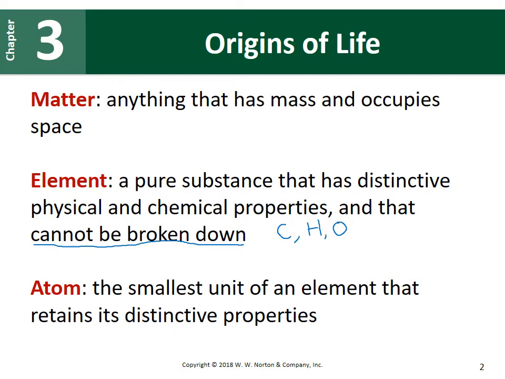Elements are made up of small units called atoms. Atoms are the smallest unit of an element that retains the distinctive properties of that element. We can have an atom of carbon, and that will have all the properties of carbon. We can have an atom of oxygen that will have all the properties of oxygen.